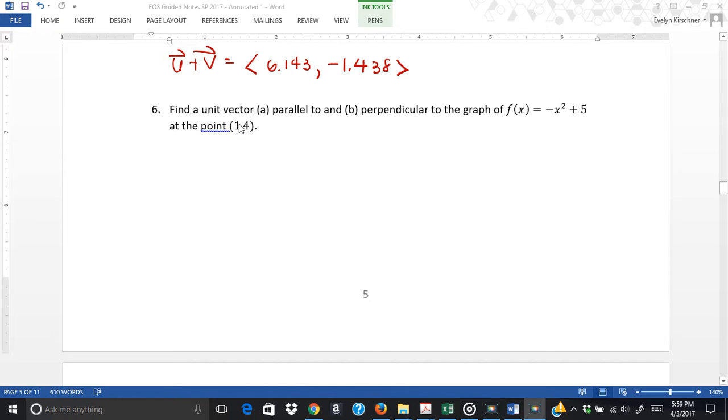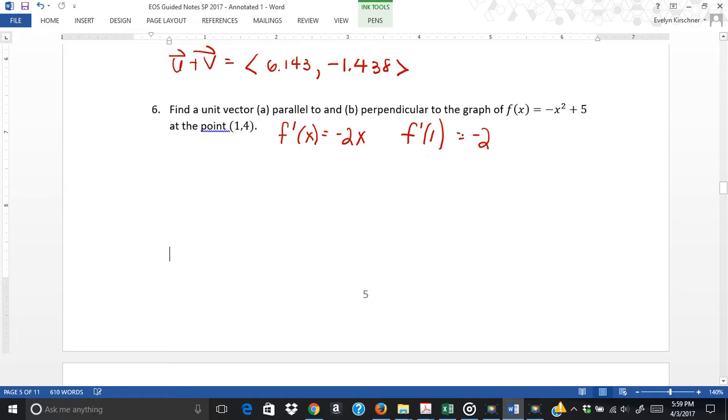So I'm looking for a unit vector perpendicular and parallel to this graph. So what I need to know is what the derivative is, because the derivative is going to give me the slope of the graph at that point. So the derivative is negative 2x. And then at the point 1 where I'm interested, because it's (1, 4), it's negative 2.